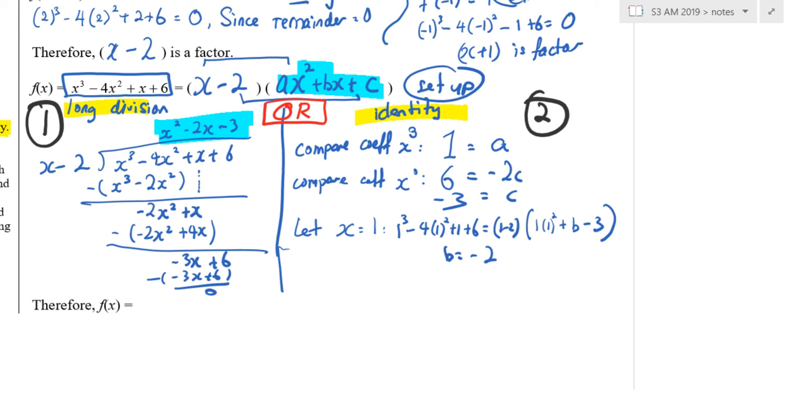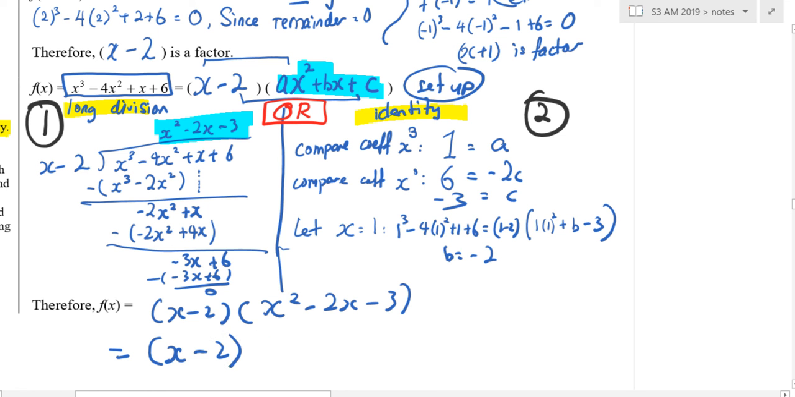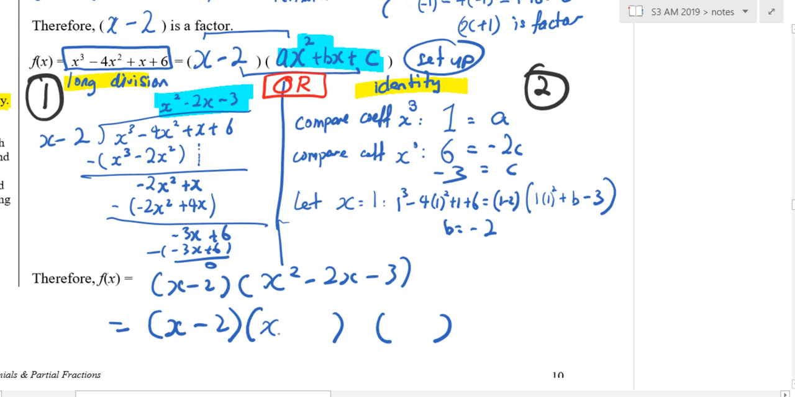But wait a minute. Hello. The question is not solved yet. Therefore, f(x) is (x minus 2)(x squared minus 2x minus 3). Do a cross factorization for this and tell me what is in the last two brackets. What's the answer? Do you agree? In the exam, this is 5 marks. 5 marks is 1 grade. 1 grade. A2 becomes A1, B3 becomes A2, F9 becomes E8.